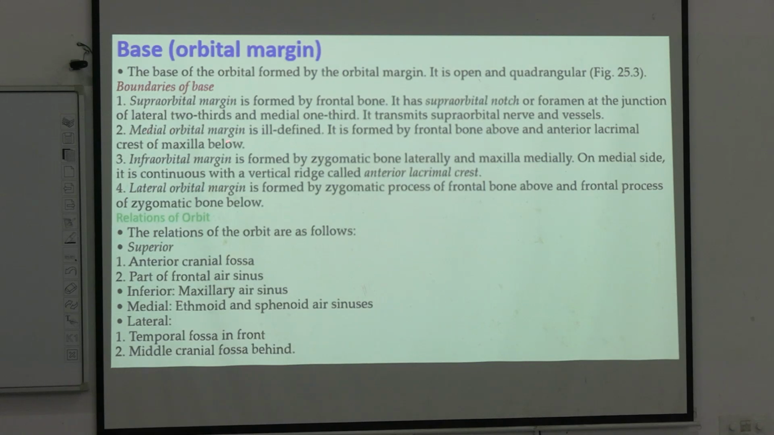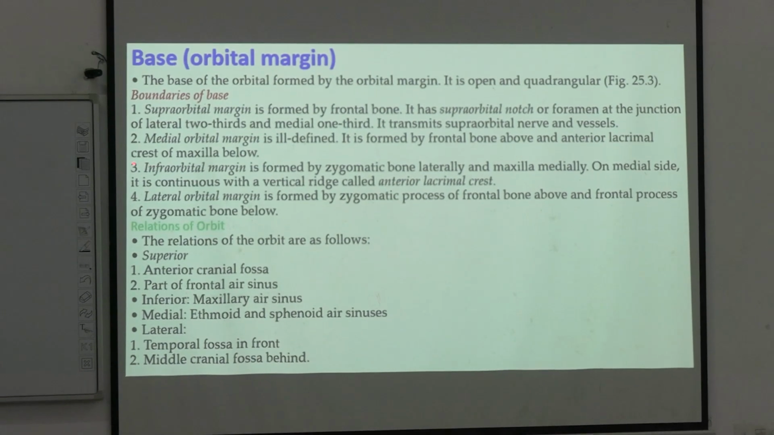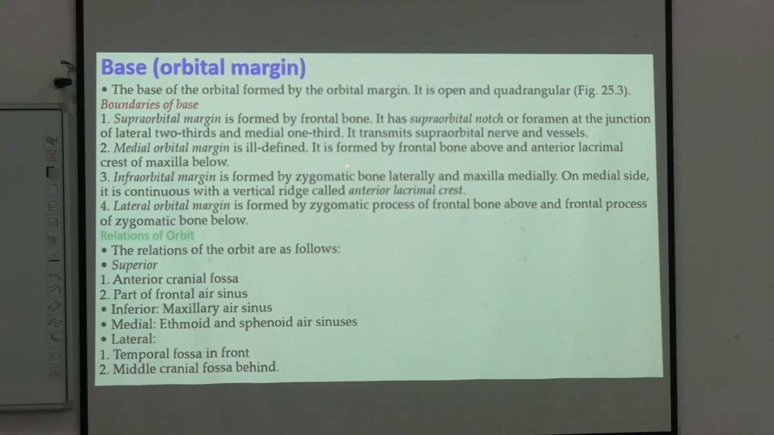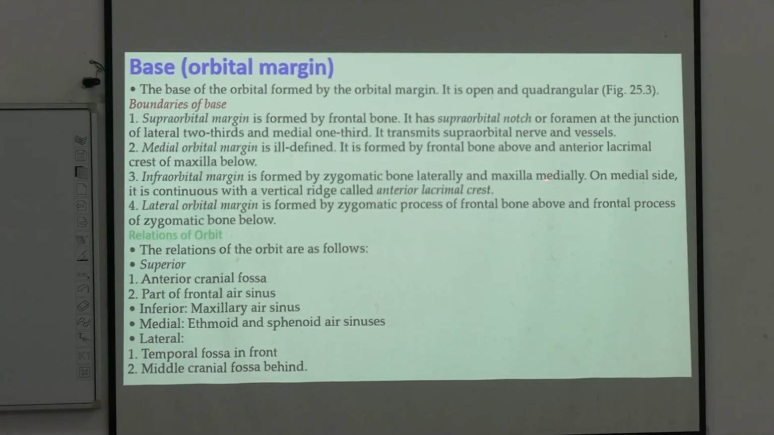Now, the medial orbital margin is ill-defined. It is formed by the frontal bone above and the anterior lacrimal crest of maxilla below. The infraorbital margin is formed by the zygomatic bone laterally and maxilla medially. On the medial side, it continues with a vertical ridge called the anterior lacrimal crest. The lateral orbital margin is formed by the zygomatic process of the frontal bone above and the frontal process of the zygomatic bone below.